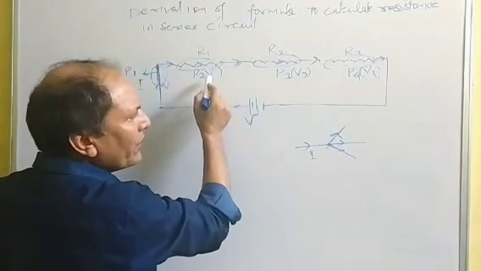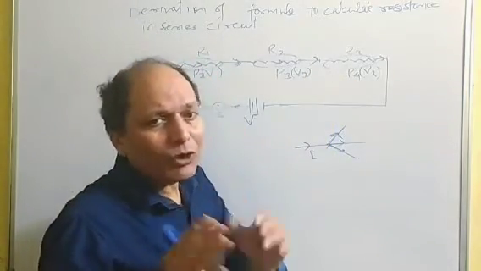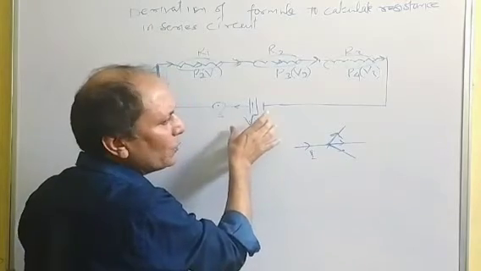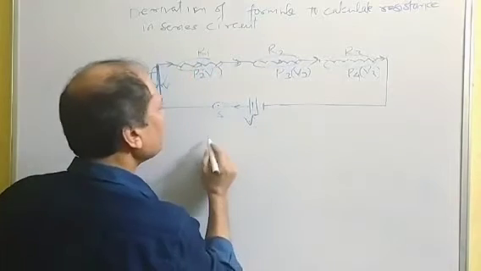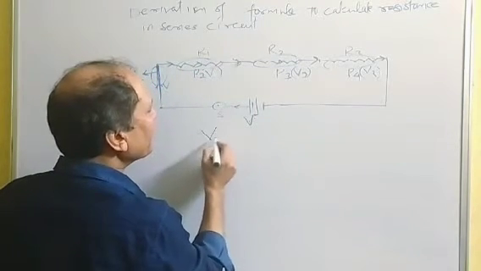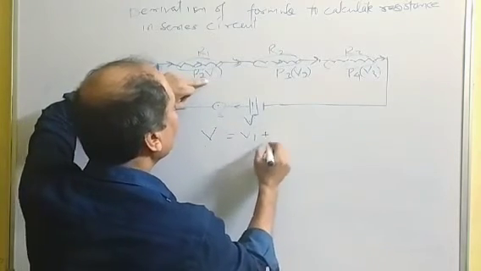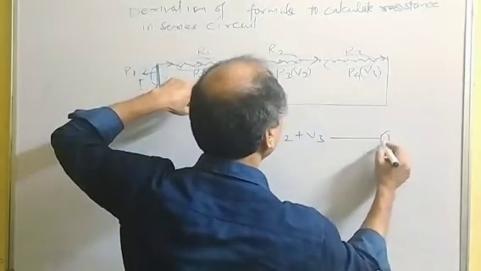And the total value of these variable potential differences is equal to the constant potential difference that is applied into the circuit. Means we can say that the constant potential difference V is equal to V1 plus V2 plus V3. Suppose this is equation 1.